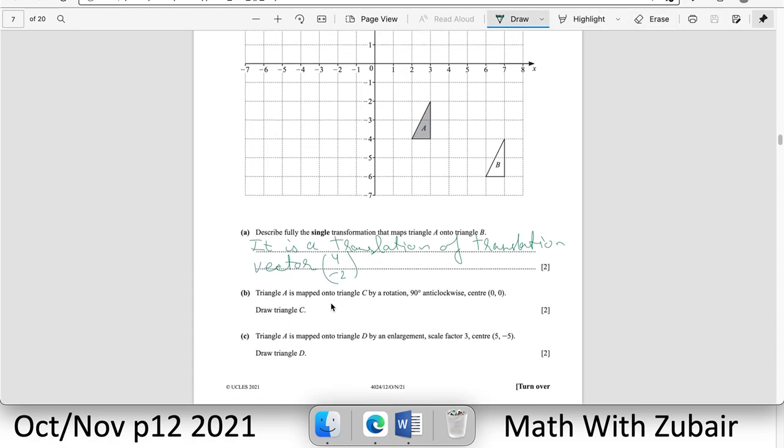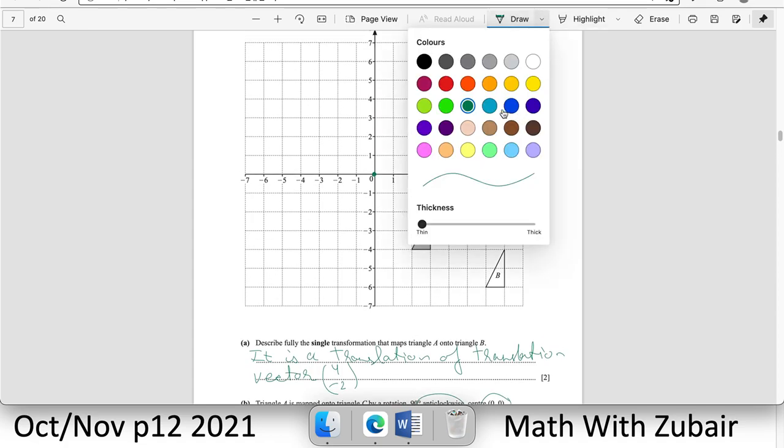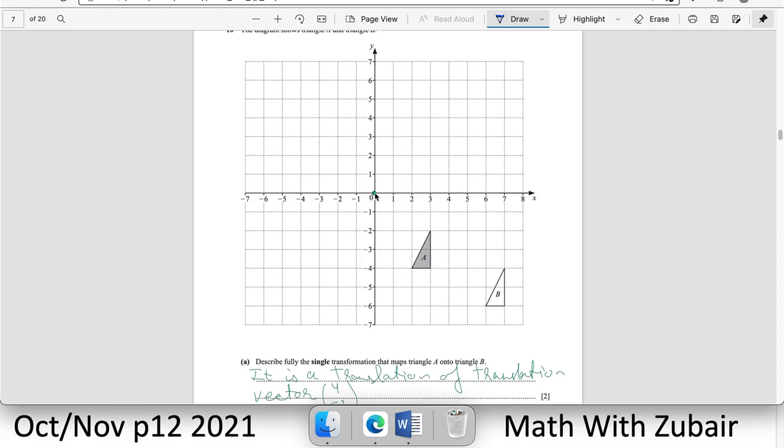B part. The triangle A is mapped onto triangle C by a rotation of 90 degrees anti-clockwise about the center. So we fix our center, that is (0, 0). It rotates 90 degrees anti-clockwise. I personally prefer this method. I do not draw a straight line and then assume where it should go, making an angle of 90 degrees here. Rather, I prefer this method. If you draw a horizontal and vertical line, it is easier to understand.